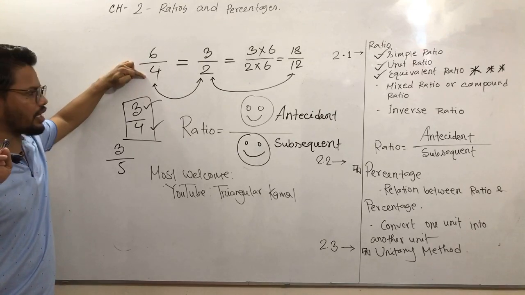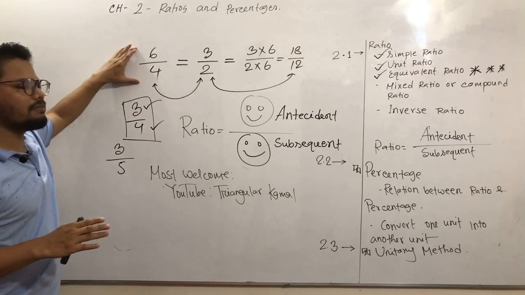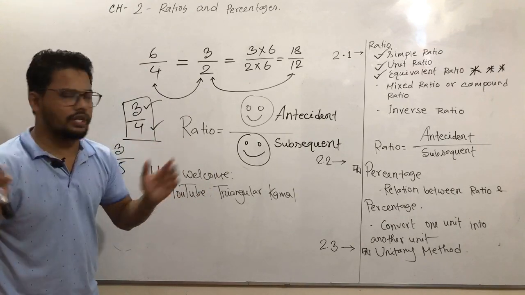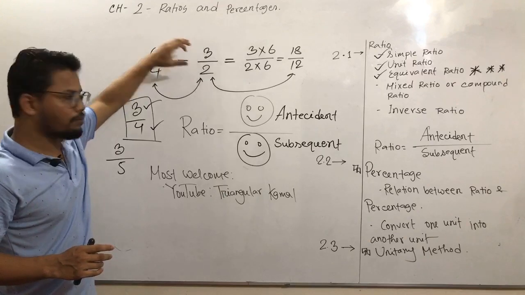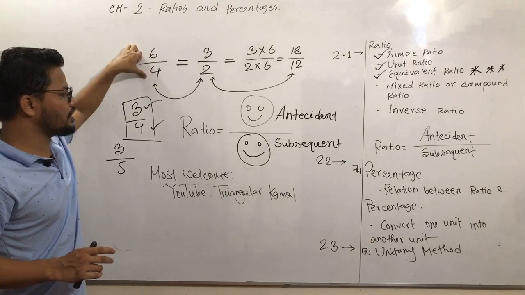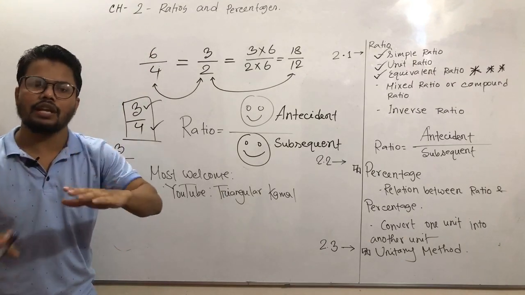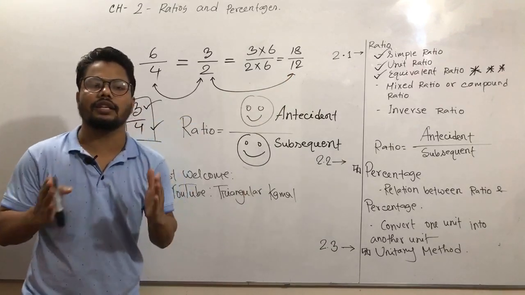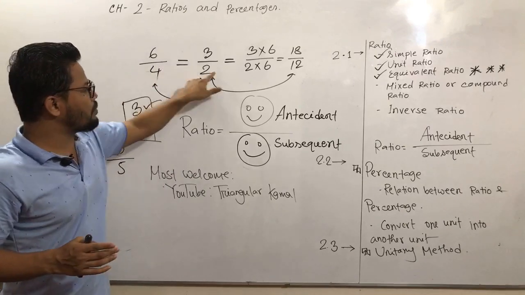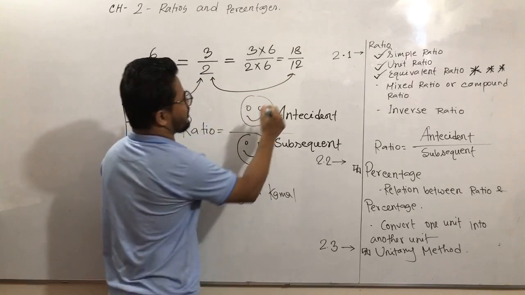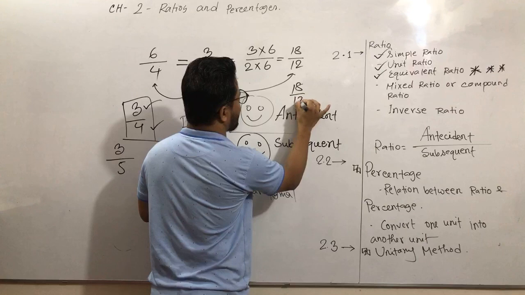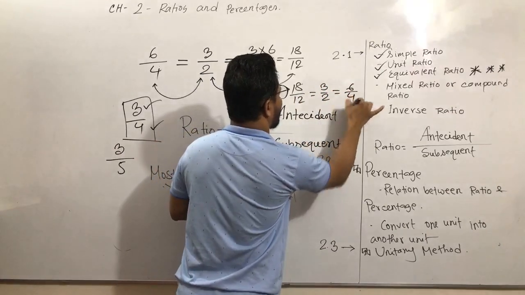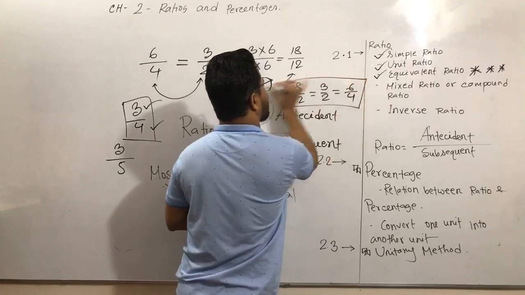So my dear students, when you see a simple ratio, like 6 by 4, any simple ratio, we can convert this simple ratio into the smallest unit or a larger unit. This is called the reduced form. Antecedent and subsequent, both divided by the same number, or both multiplied with the same number, you will get another ratio. This new ratio and the previous ratio are all the same in measure, like 18 by 12 equals 3 by 2 equals 6 by 4. All are called equivalent ratios.